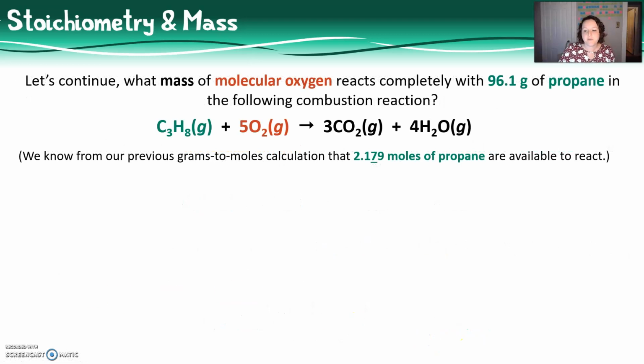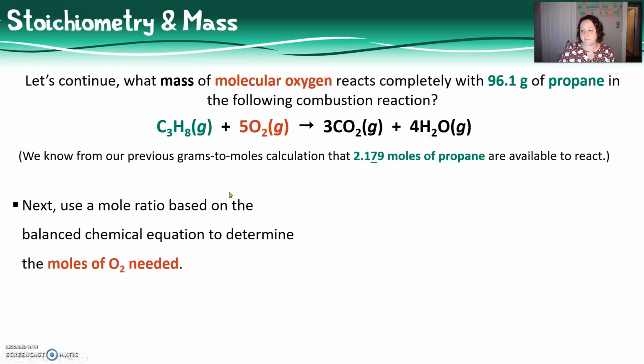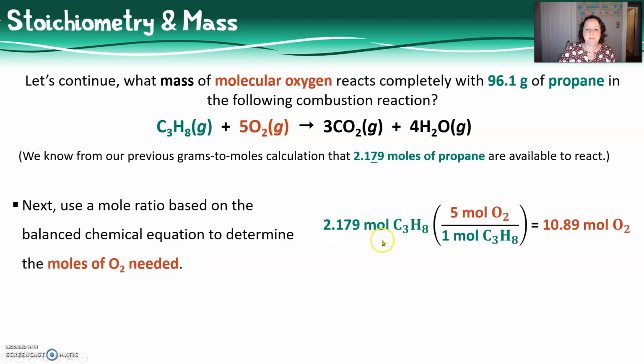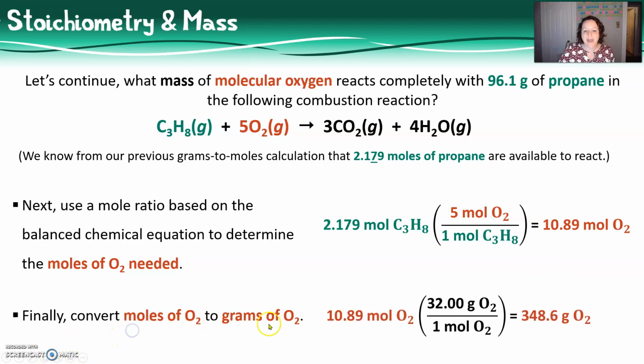Now that we have the number of moles of propane that are reacting, we can use the mole ratio between oxygen and propane given by the molar coefficients in the balanced reaction to convert moles of propane to moles of oxygen. And we see that 2.179 moles of propane will require 10.89 moles of oxygen to fully react. But we want to know the mass of oxygen, so we do one final conversion from moles to mass using the molar mass of oxygen as the conversion factor. So combustion of 96.1 grams of propane would require 348.6 grams of oxygen.